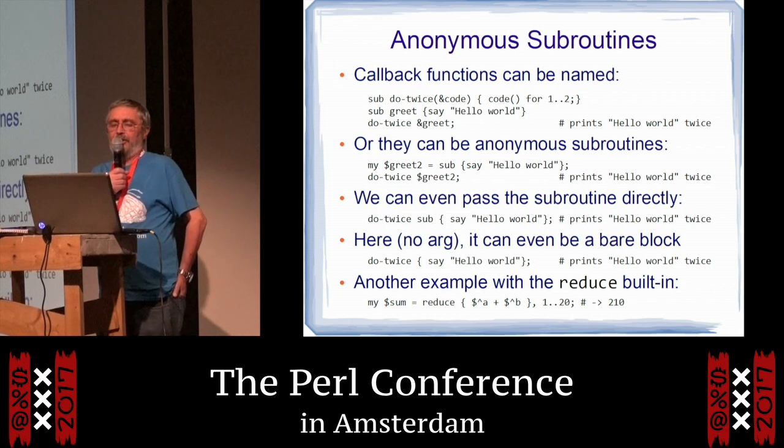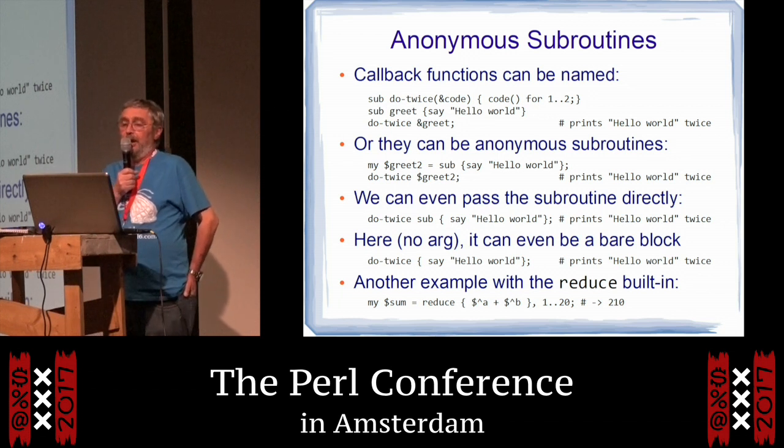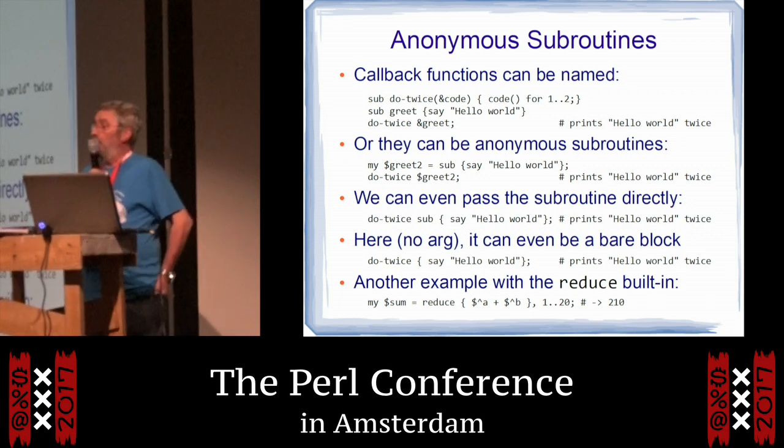We're defining on the second line of the code a greet subroutine. The greet subroutine just says hello world, and then we're defining a do twice subroutine, which is just calling its argument twice. The argument is a function. It's calling it twice, and then I do twice greet, and I'm just going to print hello world twice.